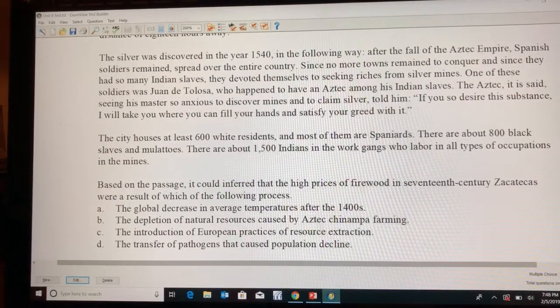The city houses at least 600 white residents, and most of them are Spaniards. There are 800 black slaves and mulattoes. There are about 1,500 Indians who work in gangs and labor in all types of occupations in the mine. So this is just telling us about that city.